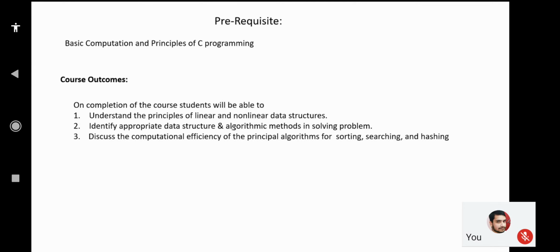Here, your objective is to analyze the computational part of the program. For a particular algorithm, there are so many ways by which you can implement it. But you have to implement the algorithm in such a way that the time complexity as well as the space complexity will be minimum.